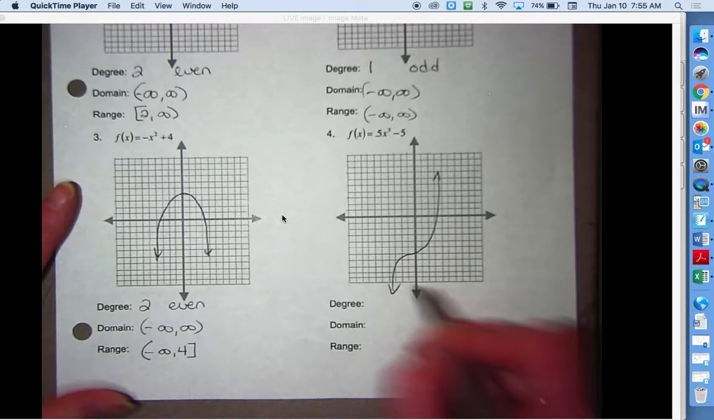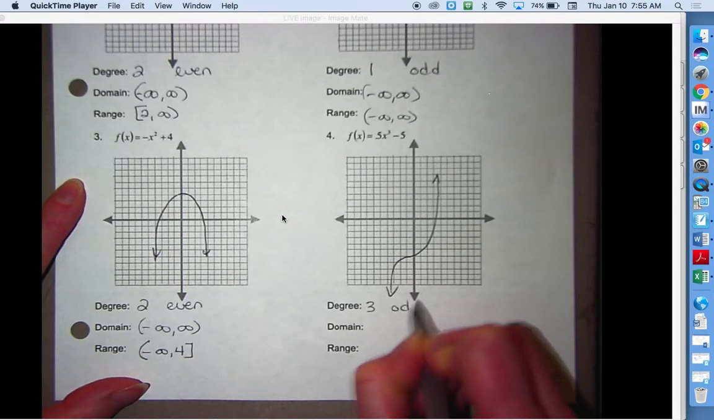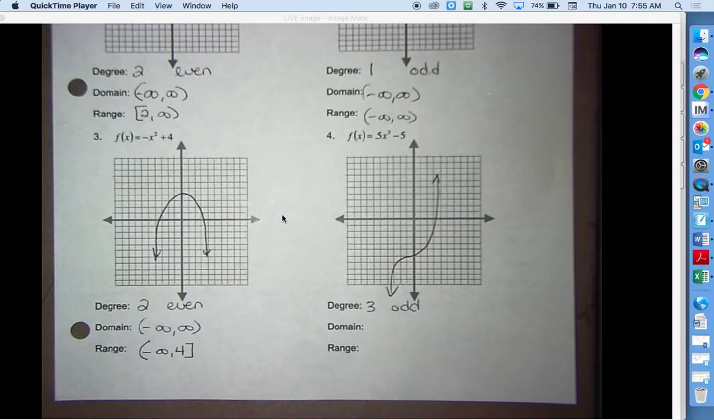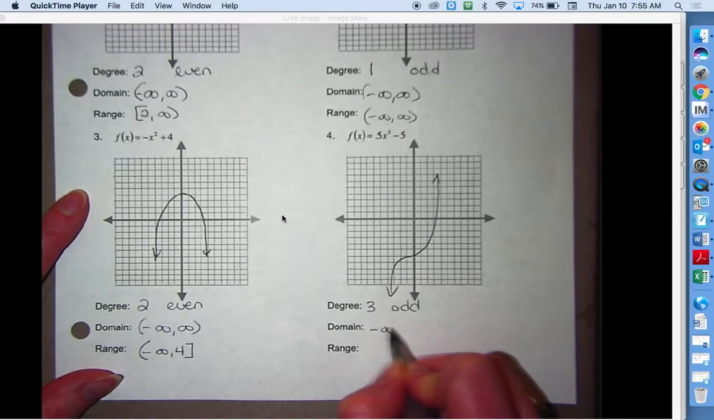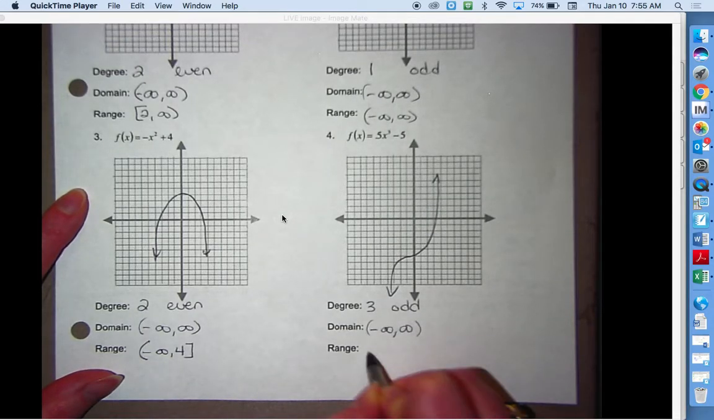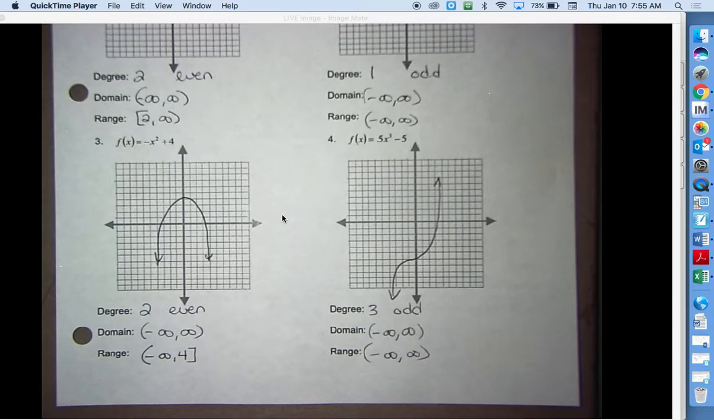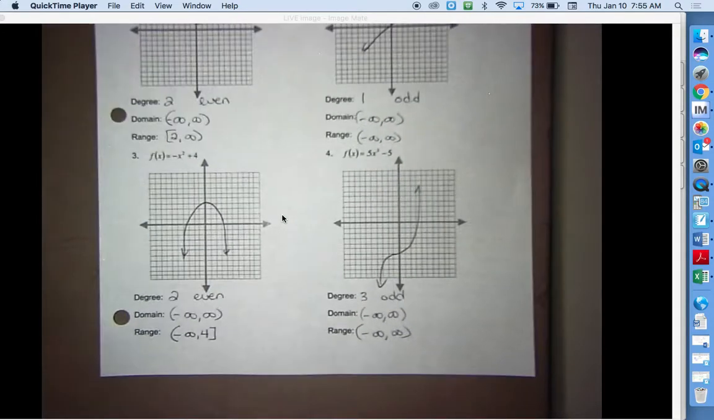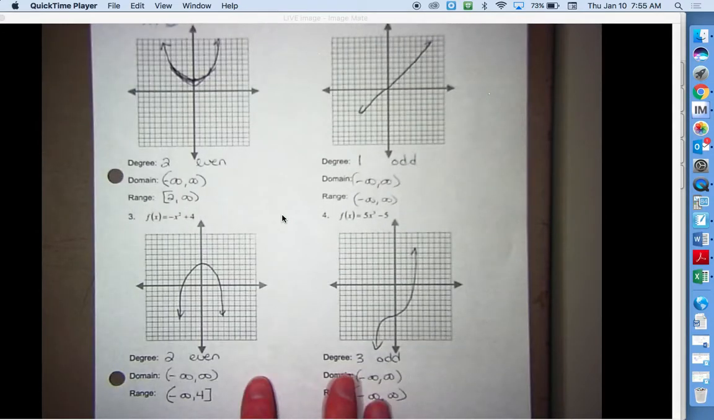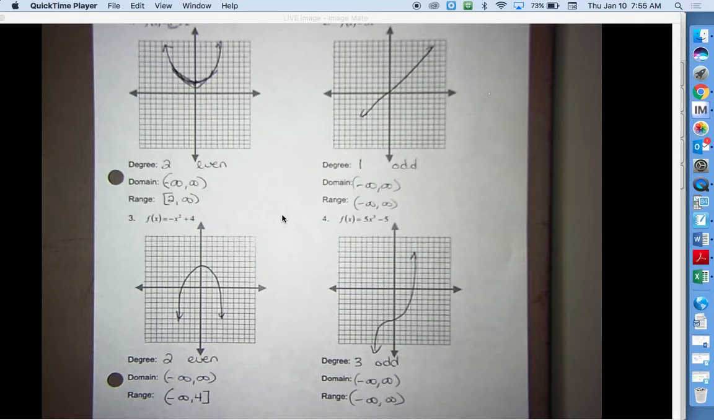And then number 4, the power is a 3, which is an odd power. This domain is negative infinity to infinity, and the range is negative infinity to infinity. So before you flip, and I heard a lot of you flip, if you just compare those two, the two on the left are even, the two on the right are odd, what could you say about both those odd graphs?